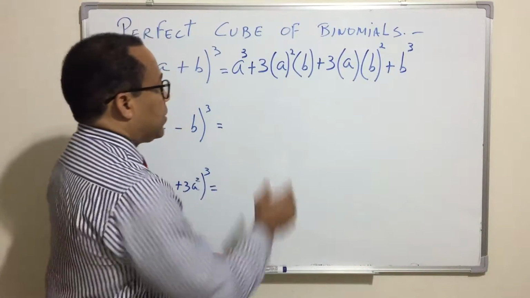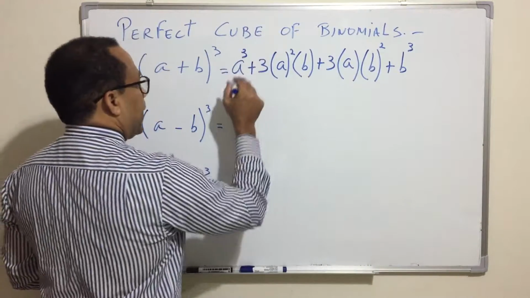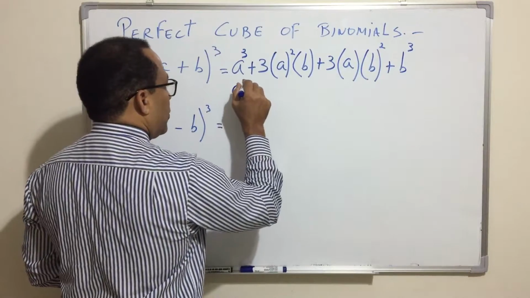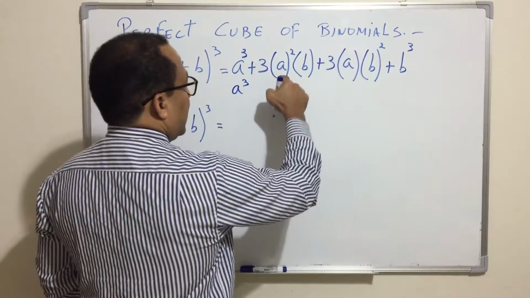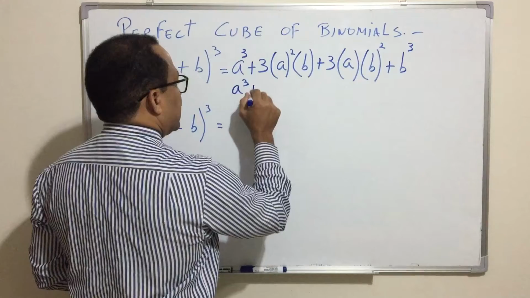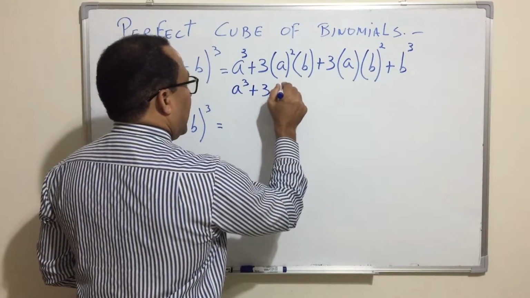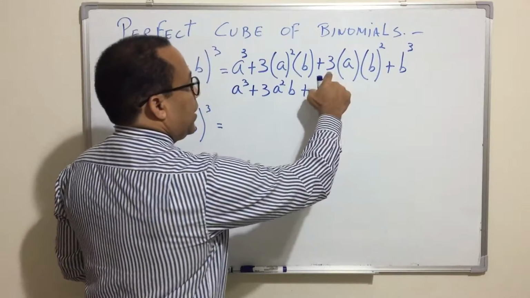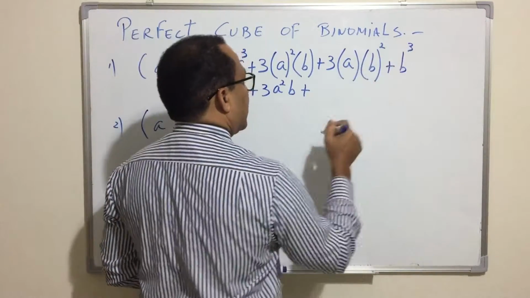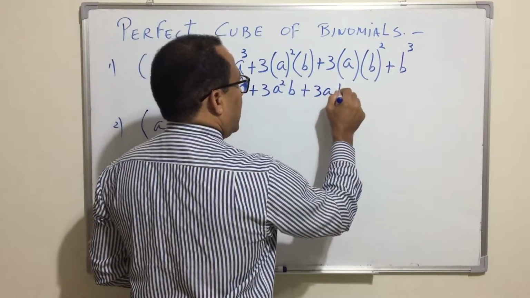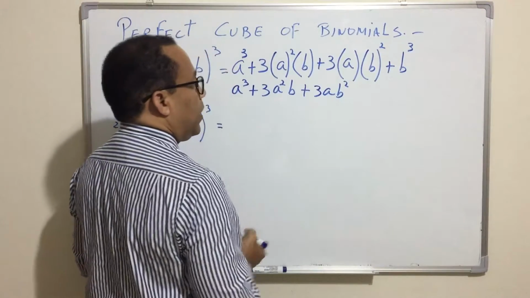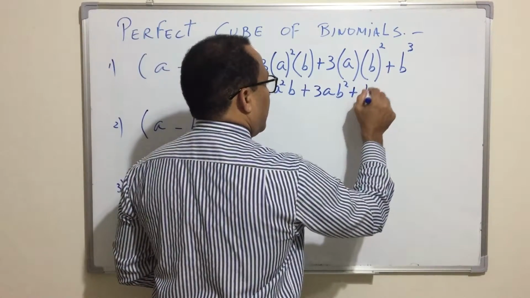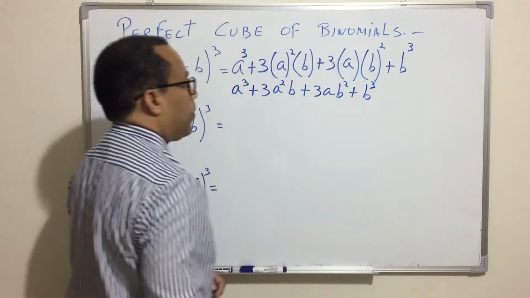And now we solve this. This will be, bring down the a to the third. 3 times a to the second times b is positive 3a to the second b plus 3 times a times b to the second is 3ab to the second power plus bring down the b to the third power.